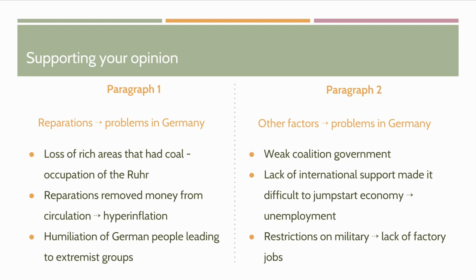One of the things that's nice about this side-by-side comparison is that there are 3 pieces of evidence on the left and 3 pieces of evidence on the right. That's a balanced argument, and that's why your topic sentence should reflect that reparations were part of the problem, but they weren't the only problem.